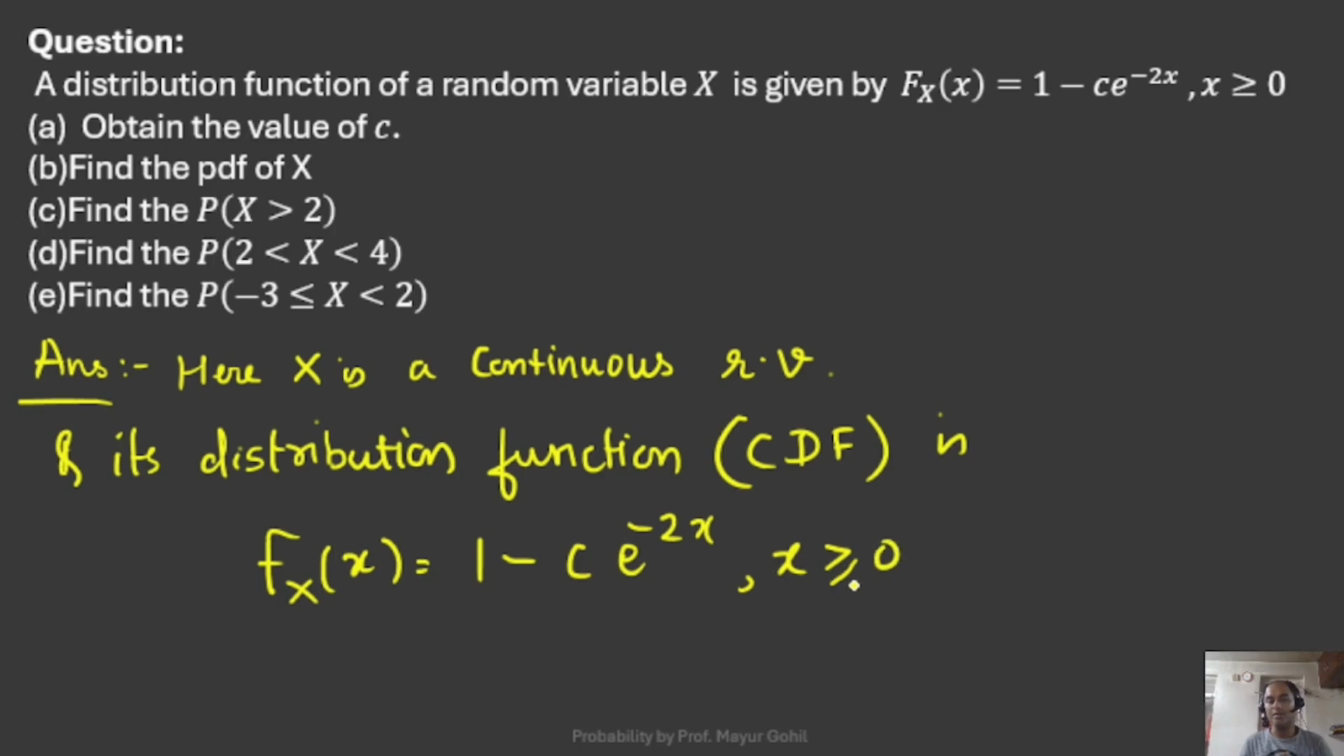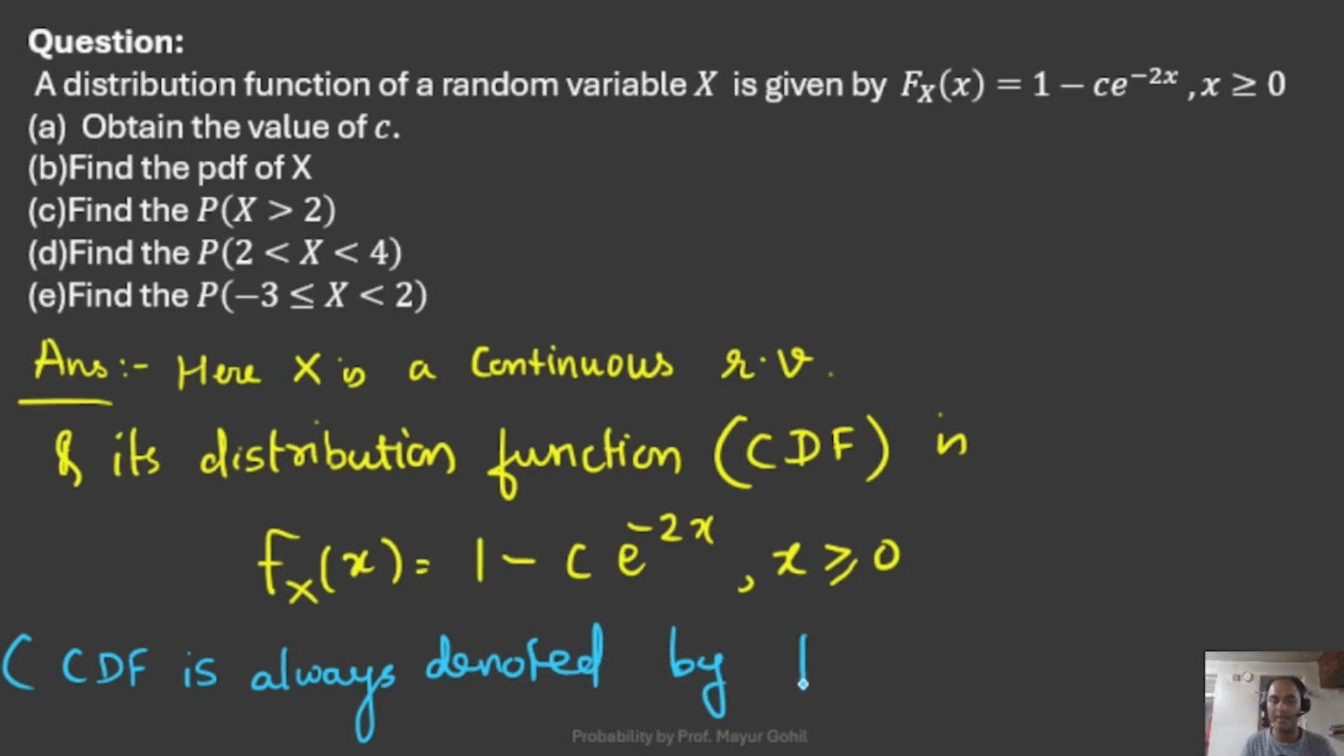Now the CDF is always denoted with a capital F. This is the first thing that one must remember. The CDF is always denoted by the capital letter F. That is how it is denoted.